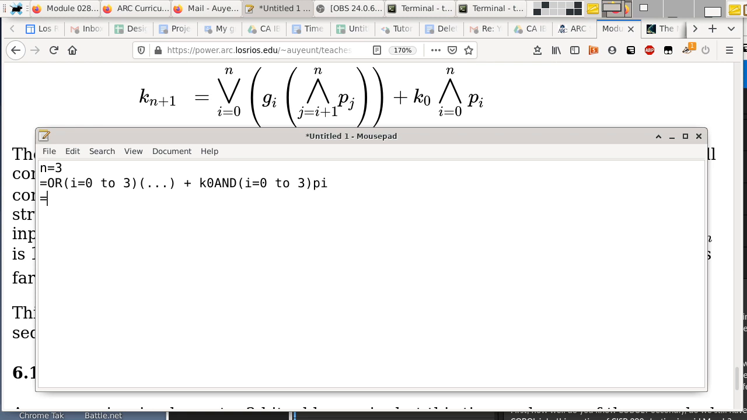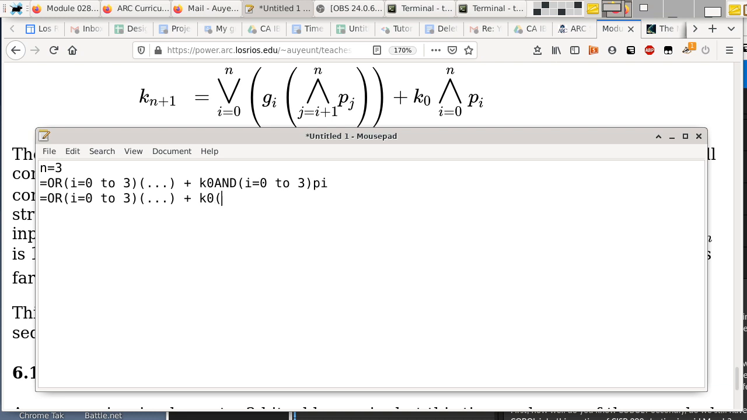We ignore the big OR for now because I want to focus on the big AND on the right-hand side, this guy over here. And then we also know that n has a concrete value of 3. Is that okay so far? Okay. So we'll just deal with that part first. In other words, this part is a little bit complex, we'll leave it alone for now. And now it becomes k0.